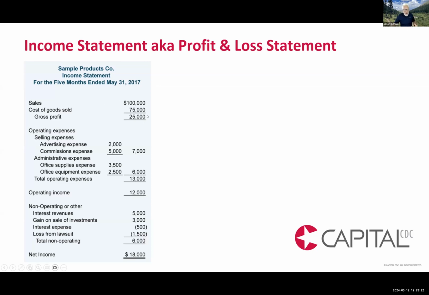So in the past 5 months, this company has experienced $100,000 worth of sales, minus 75,000 cost of goods sold, for a gross profit of 25,000. It had these expenses, which led to an operating income of 12,000 bucks, minus interest and other expenses that we call below the line. Oh, loss from a lawsuit. That's a bummer for them. And then we've got a total net income of $18,000. So in the past 5 months, this company has made a profit of $18,000. So we focus a lot on that.